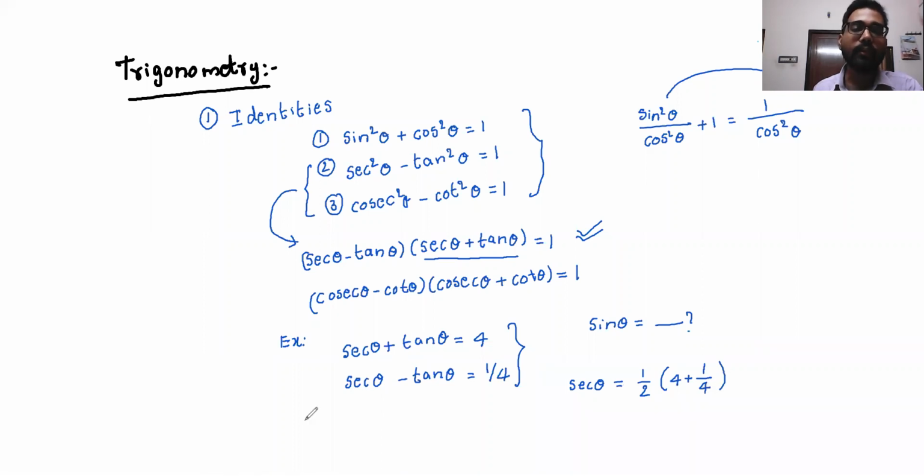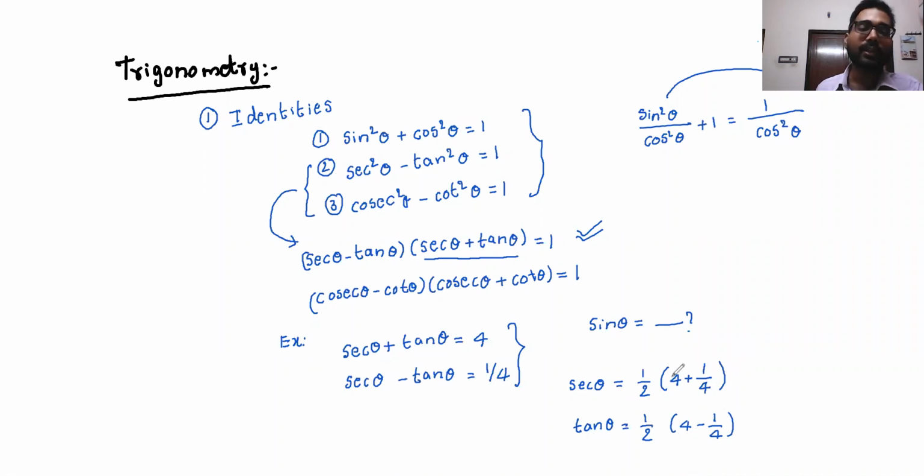And tan theta is going to be 1 by 2 times 4 minus 1 by 4, because when you add them once you get 2 secant theta equal to 4 plus 1 by 4, and when you subtract them once you get 2 tan theta equal to 4 minus 1 by 4. That's it. Now we have secant theta and tan theta as well.